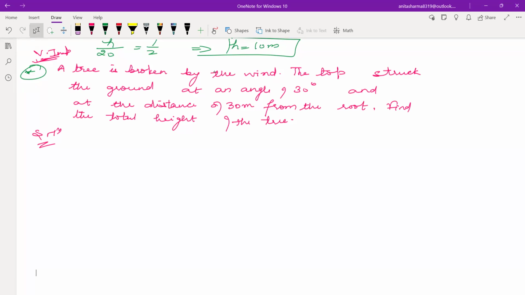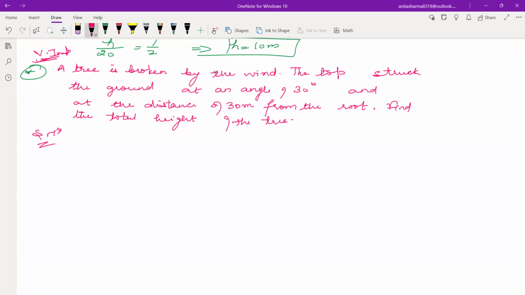Ma'am, I think 30 is the base only, right? Yes, base will be 30. Ma'am, isn't that the height? If it's considered as a triangle, it is the perpendicular distance, right? See, perpendicular to the base. This is a tree.